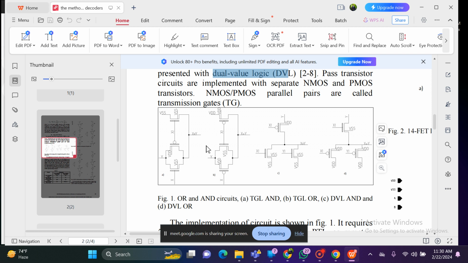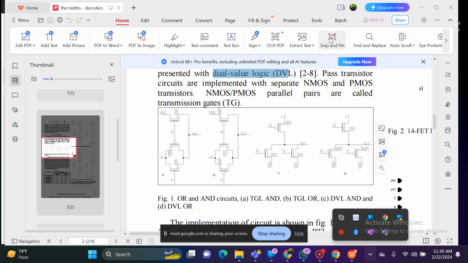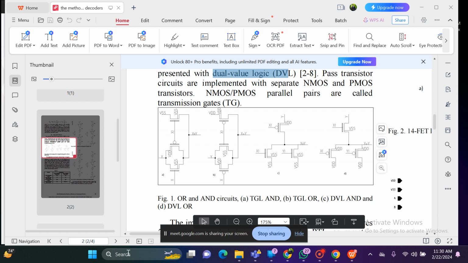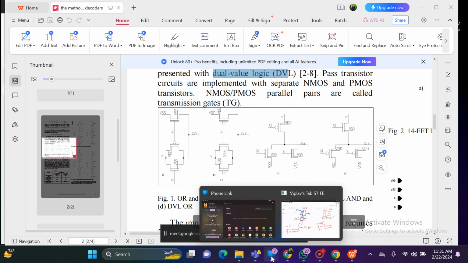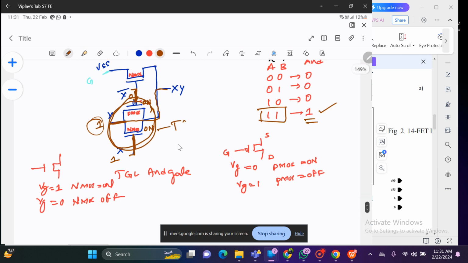Transmission gate is nothing but, see, when there is a combination of PMOS and NMOS in this way, then it is called transmission gate logic, okay, transmission gate logic.